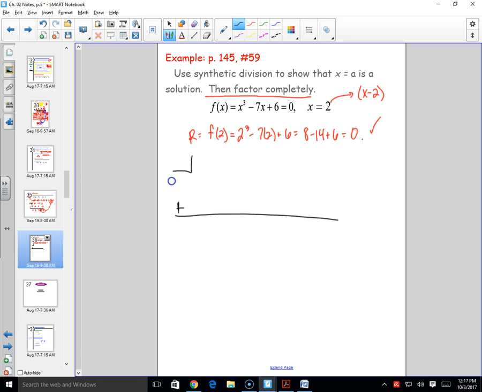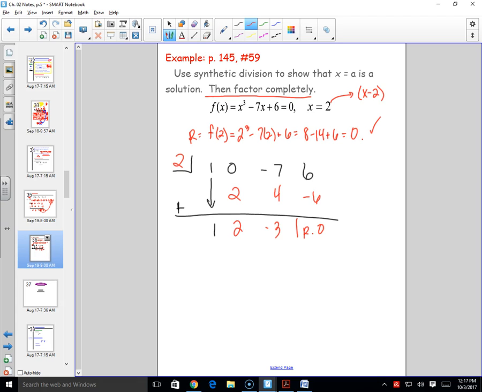So, let's deal our coefficients. Our coefficients would be 1, 0. Good. 1, 0, negative 7, 6. Who am I putting in the box? Positive 2. Good. Who's coming down? 1. What's the pattern? Multiply and add. So multiply 2 times 1, bring it up. 0 plus 2 is? 2. Multiply. 4. Multiply. 6. Did it go in evenly? The answer is yes.